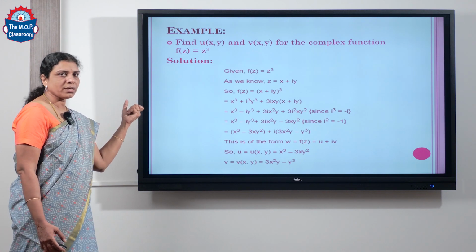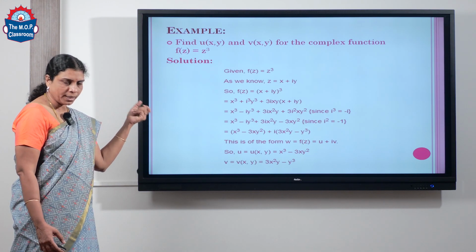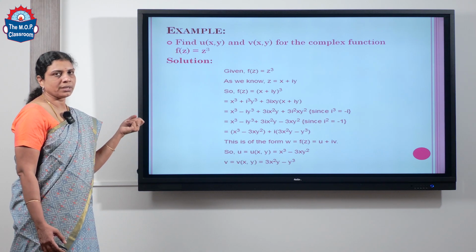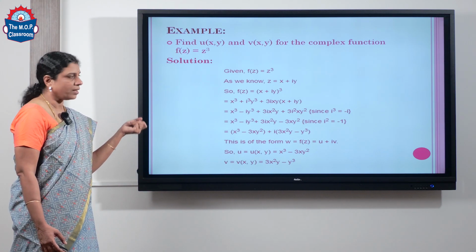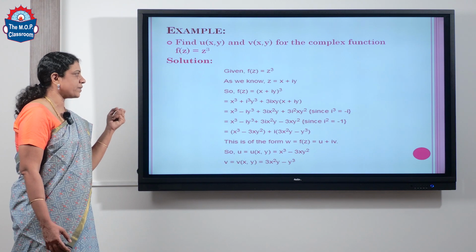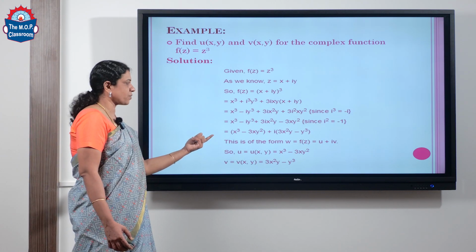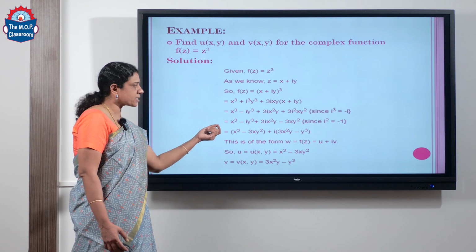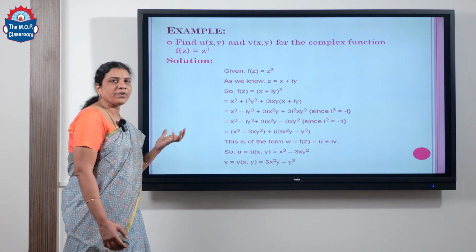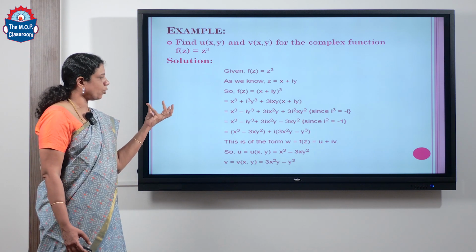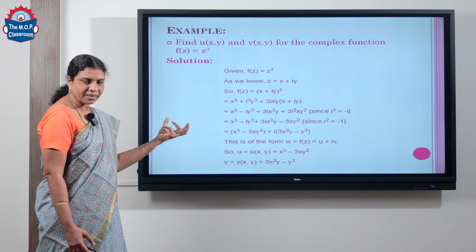So expand using the (a plus b) whole cube formula, and also we know that i squared equals minus 1. So we substitute i squared equal to minus 1 here, and you will get x cube minus 3xy squared plus i into (3x squared y minus y cube). So we know now z cube has been separated into real and imaginary parts.